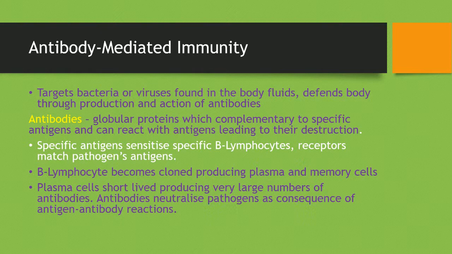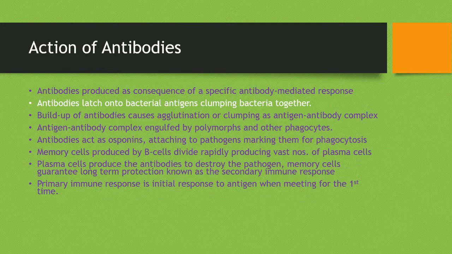The plasma cells are short-lived, but they produce a very large number of antibodies, and these antibodies will neutralize the pathogens as a consequence of antigen-antibody reactions. So the action of antibodies then. Antibodies are produced as a consequence of a specific antibody-mediated response. The antibodies will latch onto the bacterial antigens, clumping the bacteria together. The buildup of antibodies causes agglutination, or clumping, as an antigen-antibody complex.